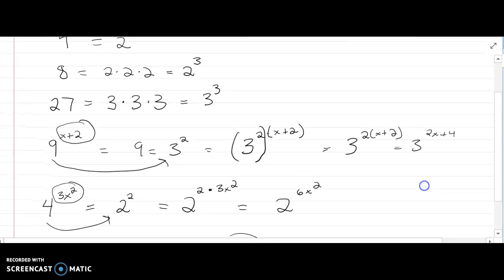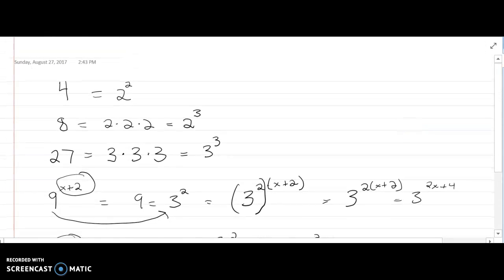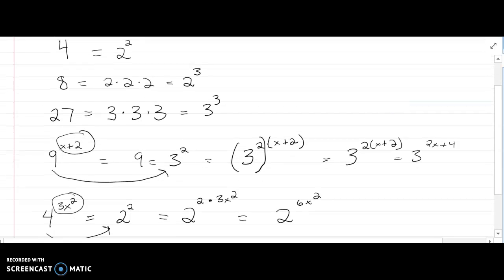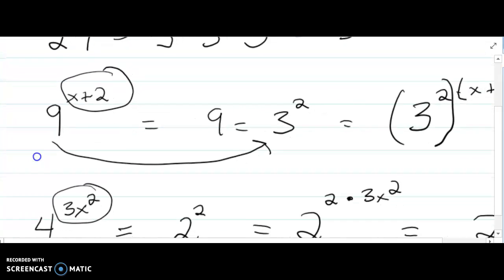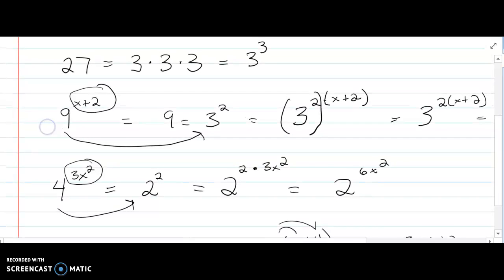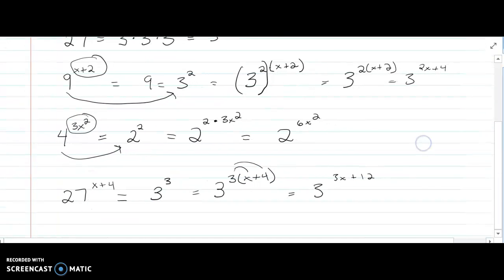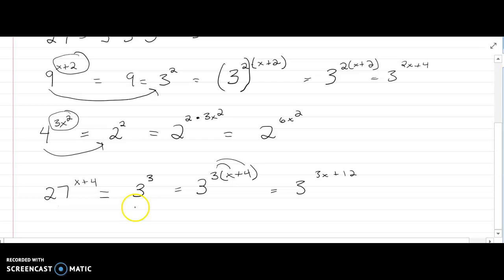Okay, to recap here, we found ways that we can rewrite numbers using exponents. Then we took it a little farther and talked about how we can rewrite numbers using exponents when they already have an exponent. We use the skill of rewriting a number using exponents to get a different base, and then we multiply the exponents together. We're going to use this as we start the new unit.